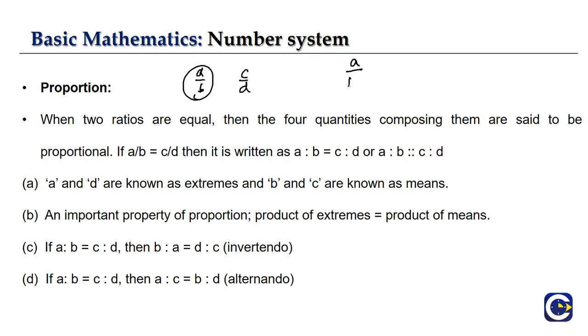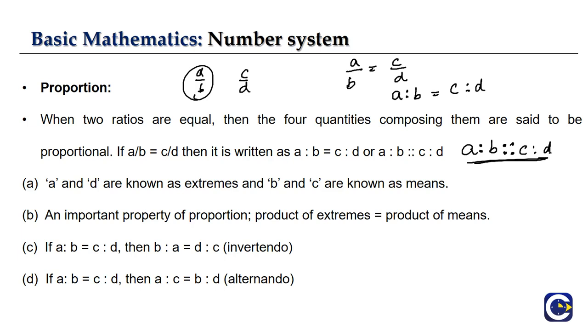So suppose a by b is equal to c by d. This can be written in terms of ratio as a is to b is equal to c is to d. When they are equal, then we can say that these four quantities are proportional, which can be represented as a is to b proportional to c is to d. So this is how we express when we have four quantities which are proportional, right?